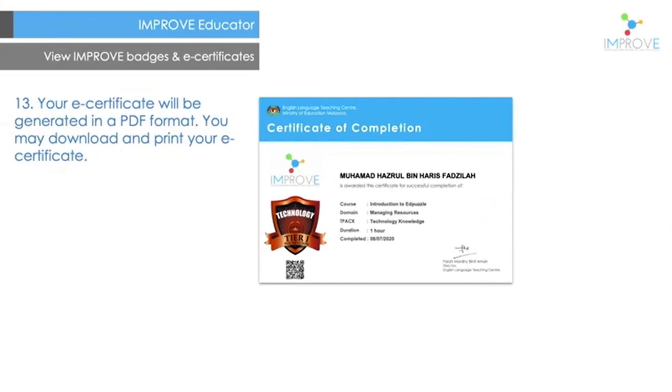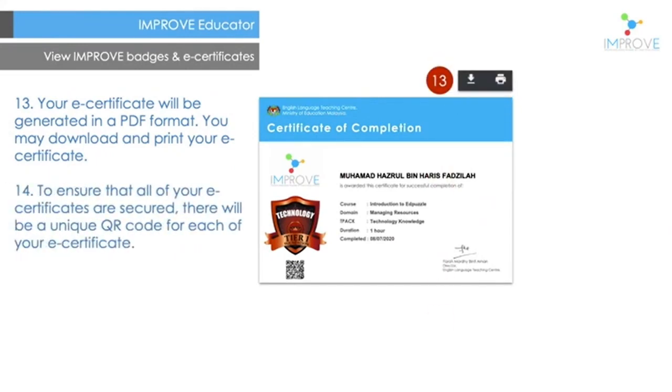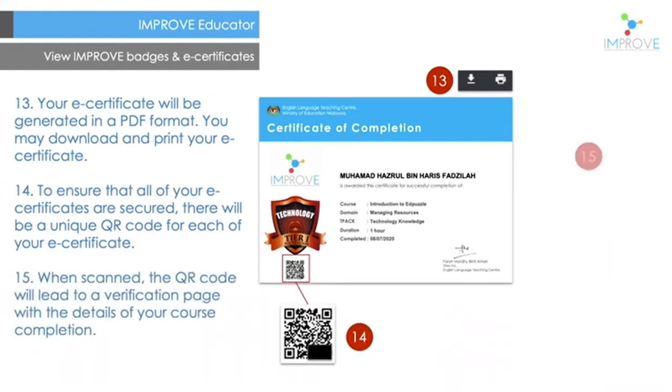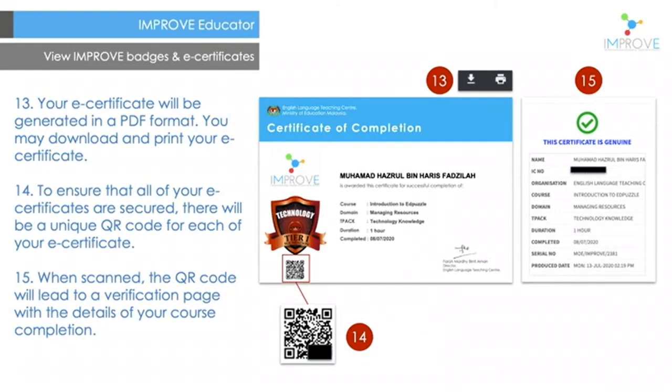To ensure that all of your e-certificates are secured, there will be a unique QR code for each of your e-certificates. When scanned, the QR code will lead to a verification page with the details of your course completion.